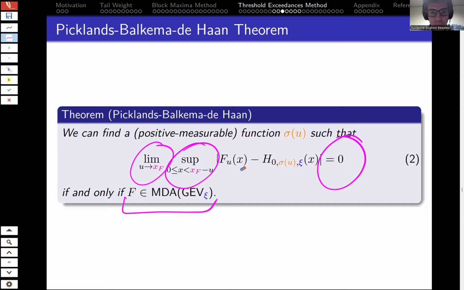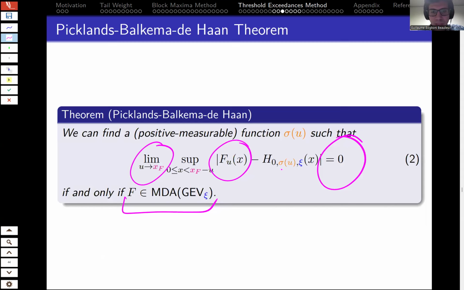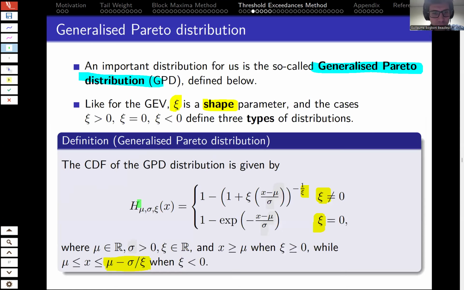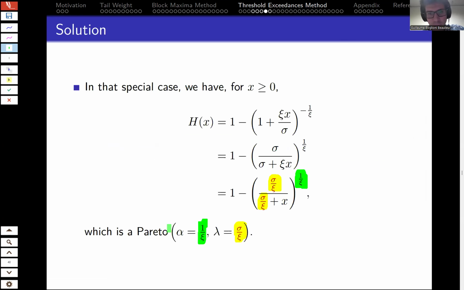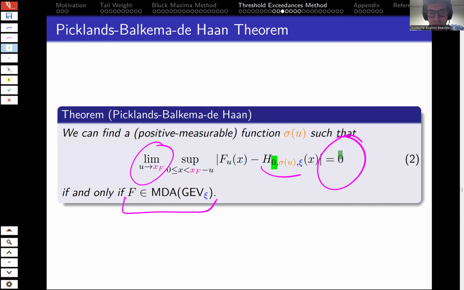Now let's explain a bit more. Here we have simply the CDF of our exceedances, the CDF of W as given here. Now we take the difference between this CDF of W and big H, which remember is the CDF of the GPD, the Generalized Pareto. Careful with a mu of 0, because this is how we define the notation. The first parameter is mu, so here we're simply saying the mu, don't worry about it, it's just 0. So we take the difference between those two things.